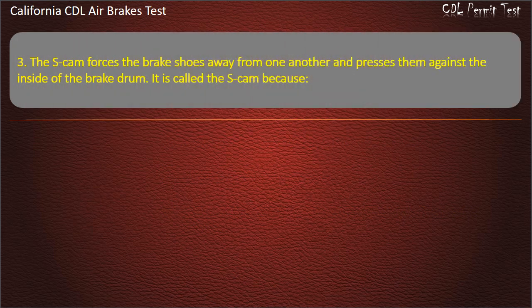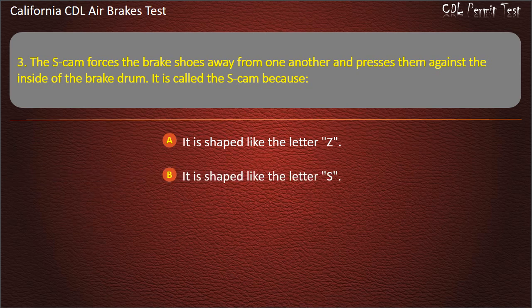Question 3. The S-cam forces the brake shoes away from one another and presses them against the inside of the brake drum. It is called the S-cam because it is shaped like the letter Z. It is shaped like the letter S. It is shaped like the letter N. Answer. It is shaped like the letter S.